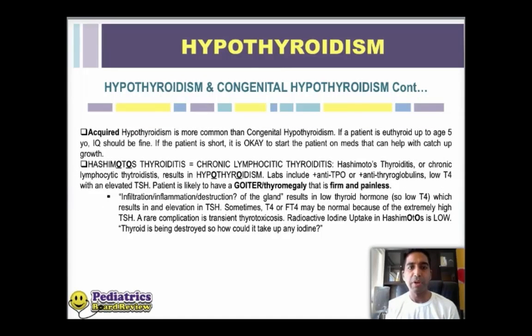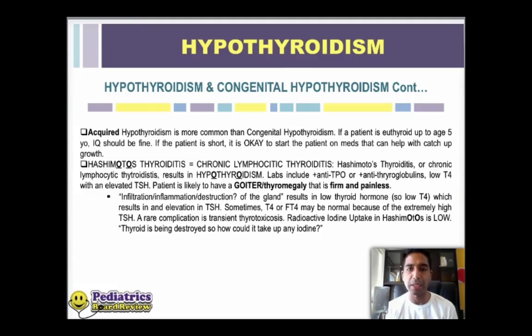In terms of acquired hypothyroidism, it's more common than congenital hypothyroidism, and when kids end up developing hypothyroidism, hopefully it's going to be after the age of 5, because if they are euthyroid up until the age of 5, their IQ is actually going to be okay. If they do develop hypothyroidism and you notice that their stature is short, go ahead and start the thyroxine supplementation as soon as possible, because it can help with catch-up growth.